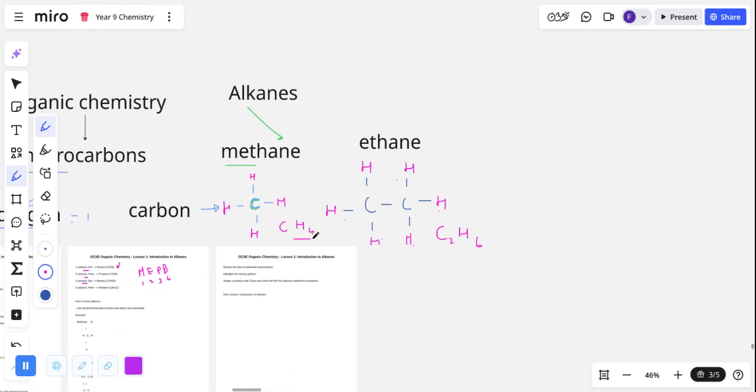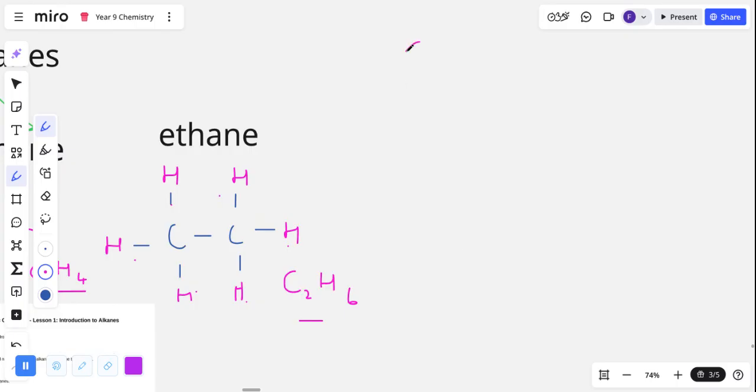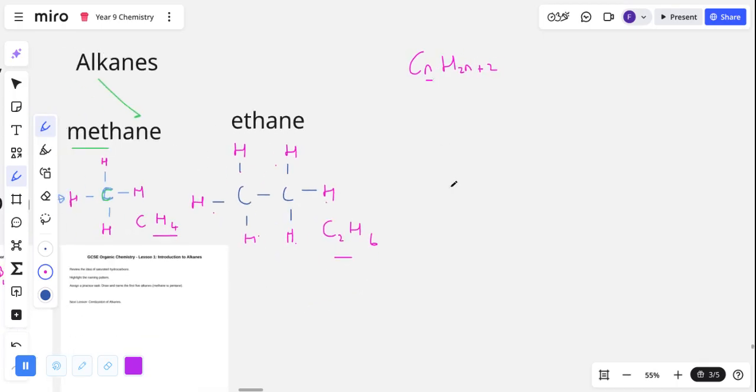There's a pattern to these numbers. And if you haven't done number sequences yet in maths, it really doesn't matter. I shall teach you them very quickly to do with alkanes. All right, so N means the number of carbons. So we're going to have a look at 3 carbons: 1, 2, 3. So N is 3.